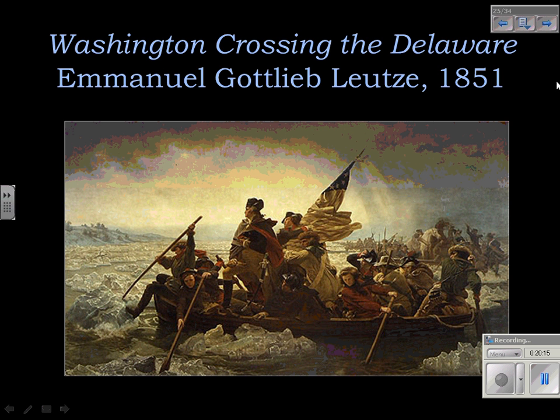We have seen this one, I believe, an interesting piece by Emanuel Gottlieb Leutze, 1851. He is an immigrant from Germany and is known primarily for his large historic compositions. And of course, this is probably one of the more famous ones. He was the main person. If you had a big wall that you needed to fill, it was always going to be Emanuel Leutze who was going to do that for you.